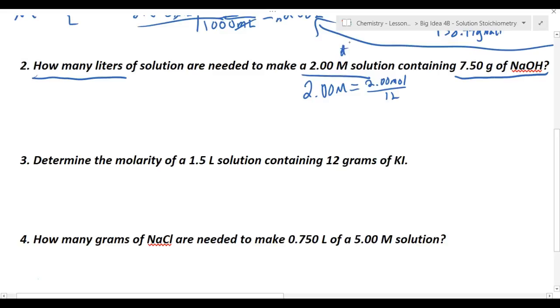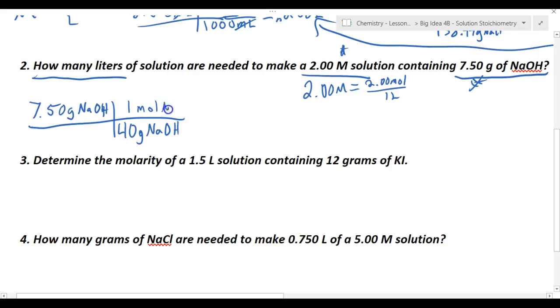We start off with the grams that are given to us, 7.5 grams of NaOH. We need to convert that into moles. So we can go from grams to moles. With that, we can use our molar mass of NaOH. We know that there are 40 grams of NaOH in every 1 mole of NaOH.